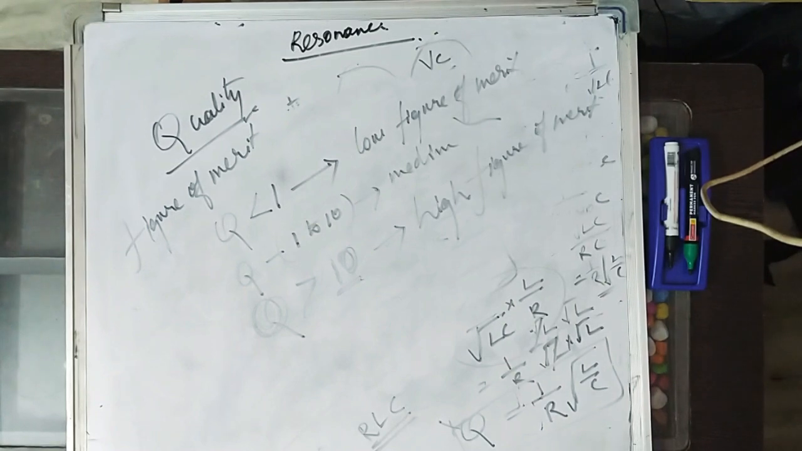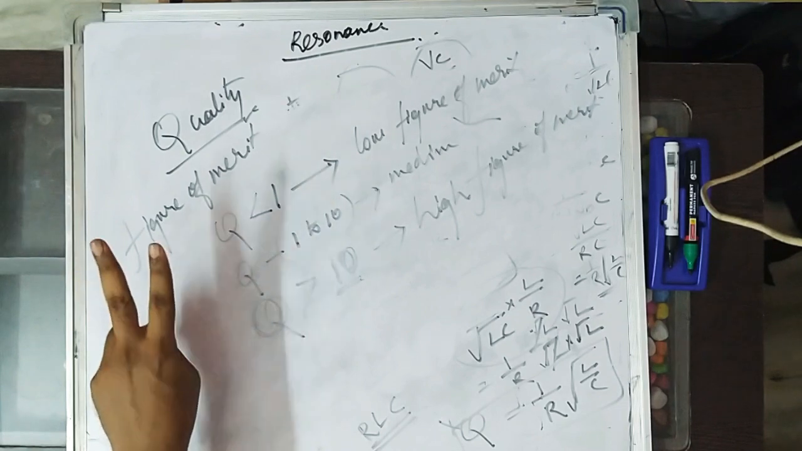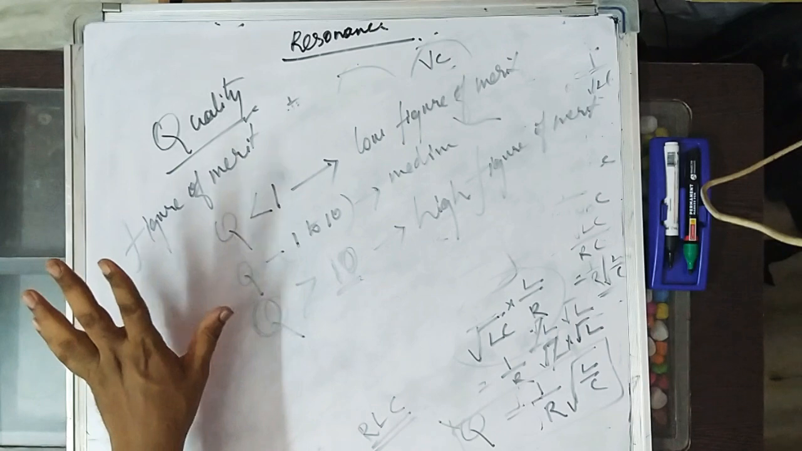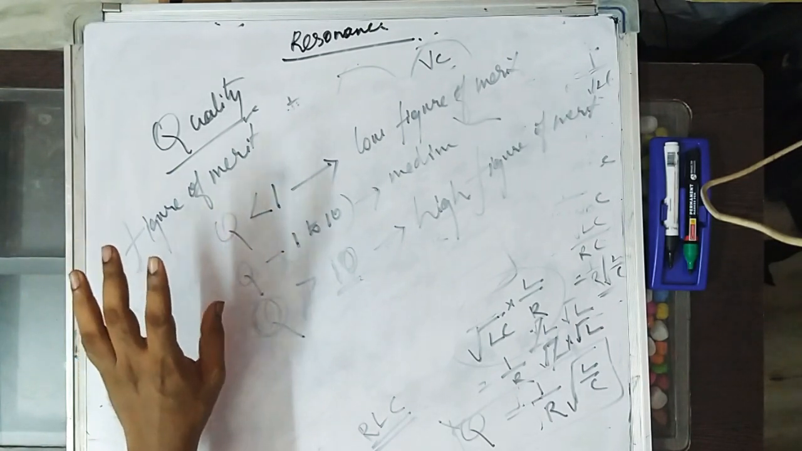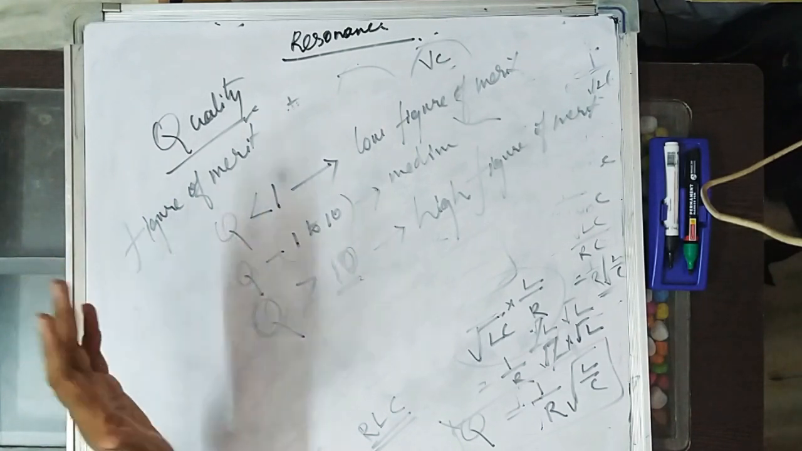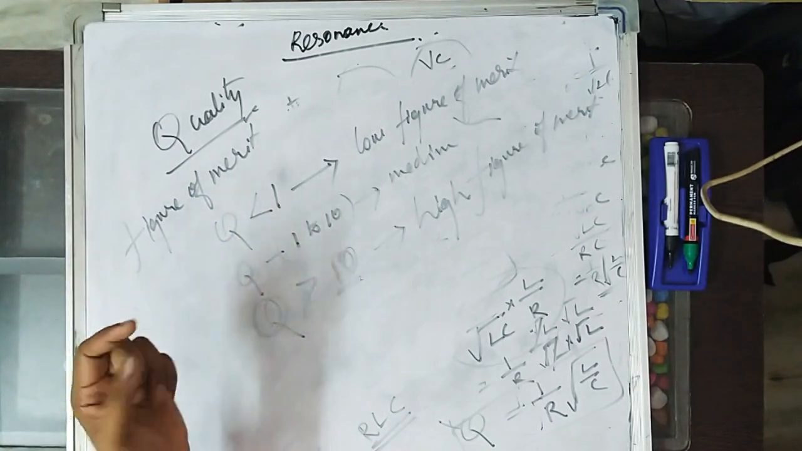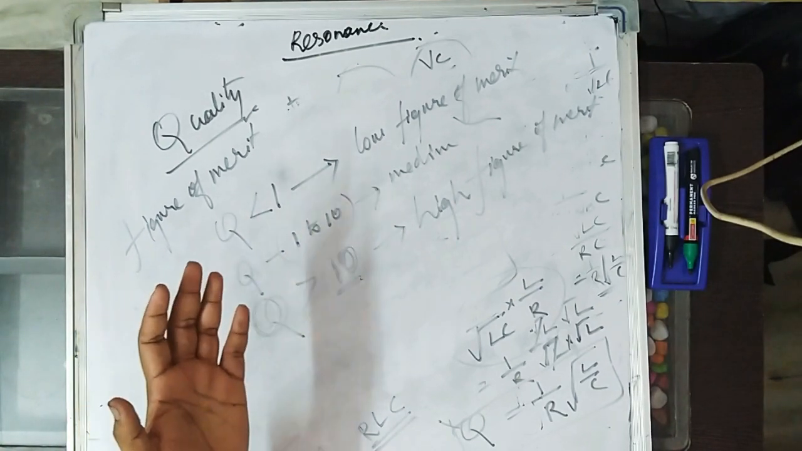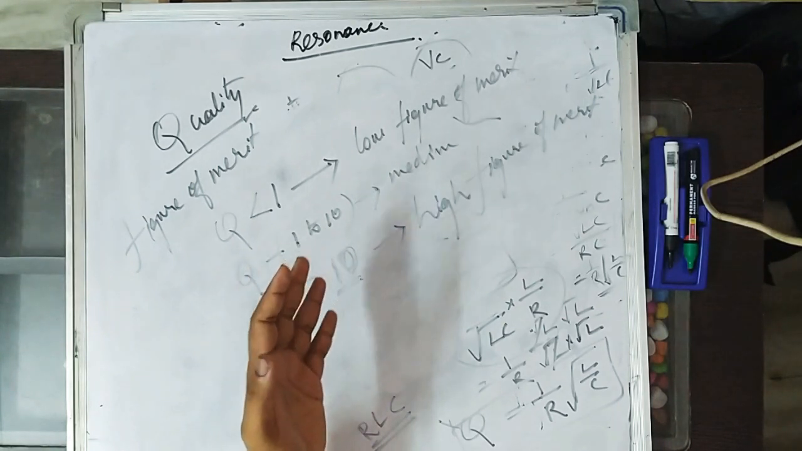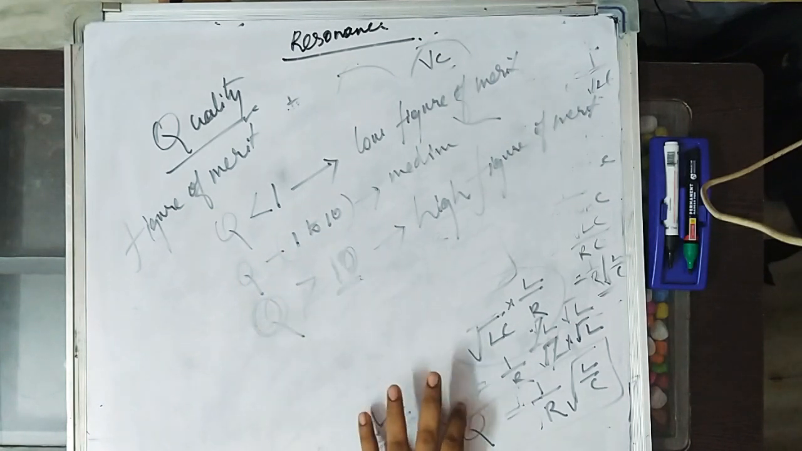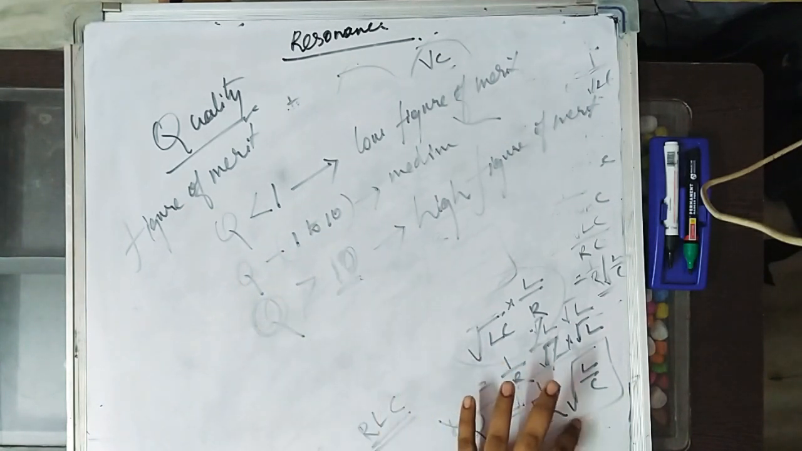I'll recap the quality factor. We define the quality factor in two forms. The first form is quality factor equal to 2 pi into energy stored per cycle of supply to energy dissipated per cycle of supply. We also defined, for the RLC series circuit, the ratio of voltage across capacitor to input supply, and similarly the ratio of voltage across inductor to input supply. Again we derived the quality factor and got the equation: quality factor equals 1 by R into root of L by C.